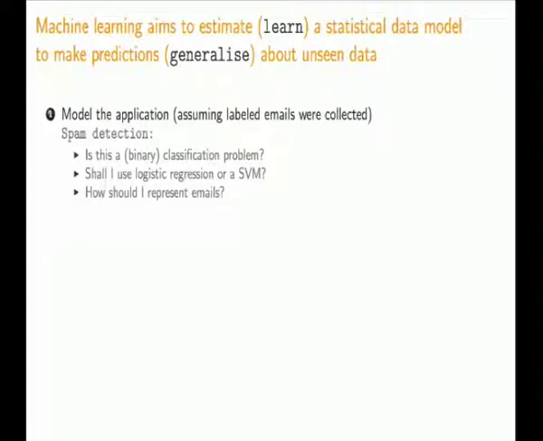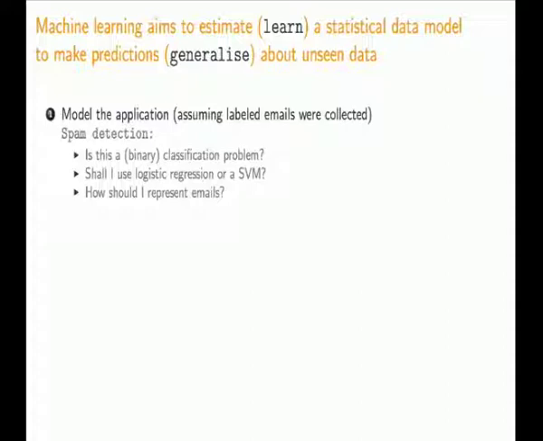So what does that mean in practice? What are the steps that you need to go through when you solve a real problem? So the first step, assuming that you have collected a lot of training data, a lot of labeled data, is to model the actual application. What type of model are you actually facing and want to tackle?